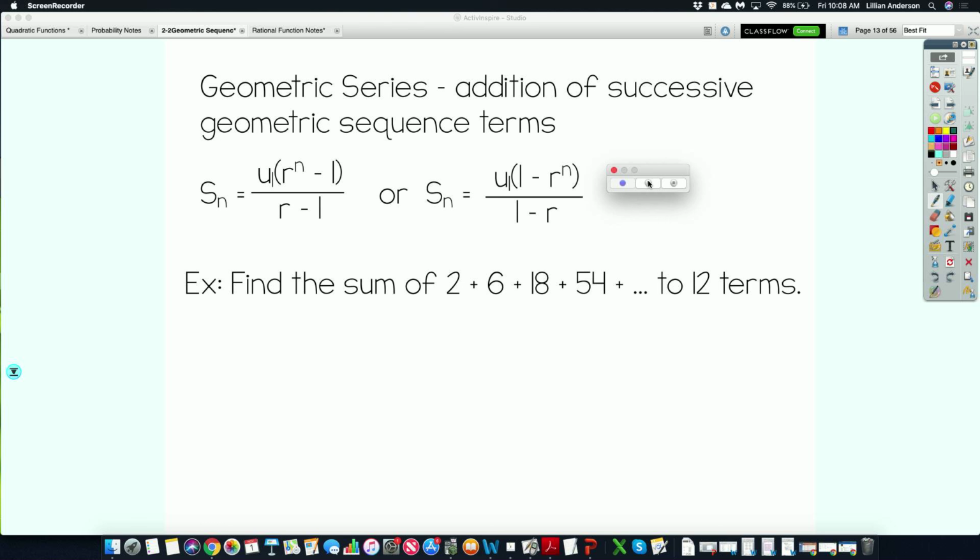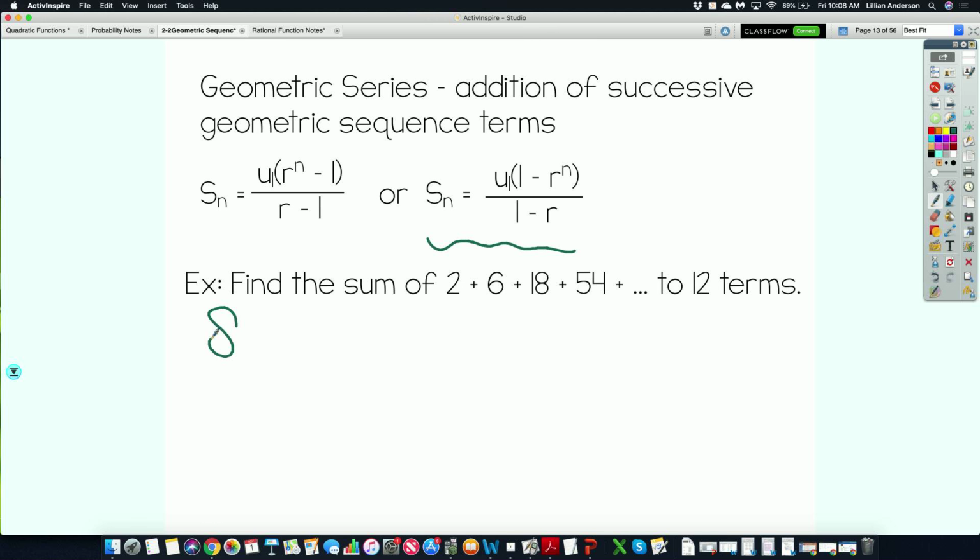We're going to find the sum of 2 plus 6 plus 18 plus 54, and so on and so forth for the first 12 terms, okay? Me personally, I don't know why, but I always use this one. So when I do them myself, I'm always going to go to that one. You can go to the first one, it really doesn't matter. I'm looking for the sum of my 12 terms.